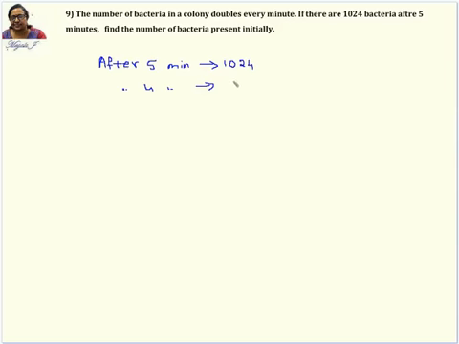512. Good. Half of this, because after the 4th minute it is 512, it doubles, then after 5 minutes it's going to be 1024. After 3 minutes, 256. After 2 minutes, 128. After 1 minute, 64. This is after 1 minute, but they're asking for the initial value. So initially it is 32, which is the original value.